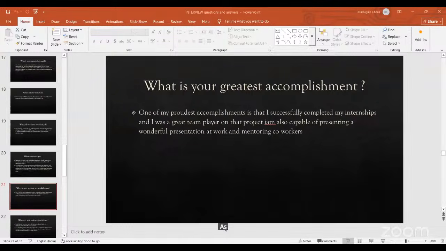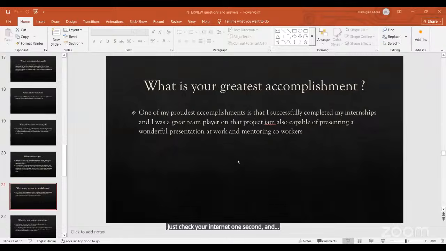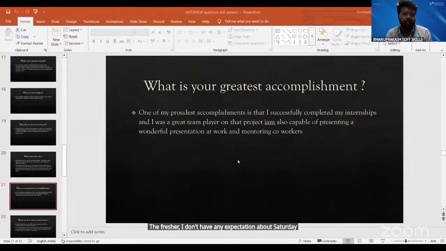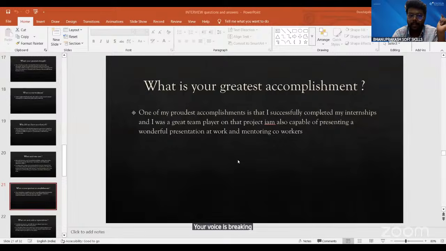As a fresher, your voice is breaking. Just check your internet once again. And as a fresher, I don't have any expectation about salary. Okay. As a fresher, you don't have any expectation about salary. Fine. Any other answers? Your voice is breaking. I'm comfortable with the company terms and conditions, sir. Okay. As your voice is breaking a bit in between, but I got your answer. Okay.